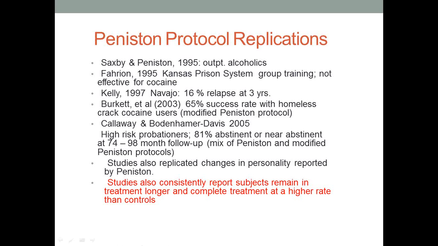The other thing is, down there in the red, you'll see the studies also consistently report subjects remain in treatment longer and complete treatment at a higher rate than controls. And that's one of the things I talk with the patients at the Addiction Center about: how this process can actually move them through their treatment faster and keep them more vested in their recovery.